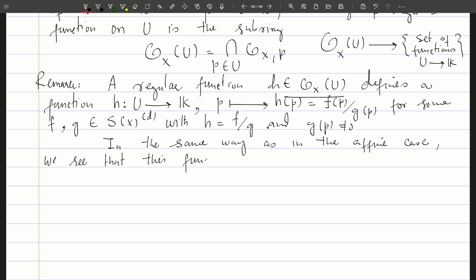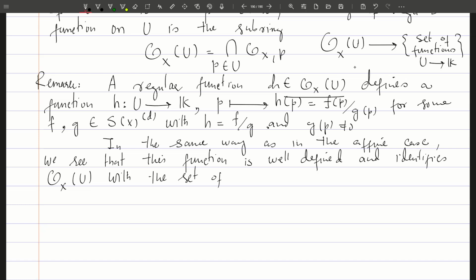This function is well-defined and identifies OXU with the set of functions h from U to K with the following property. Now, what is the property?